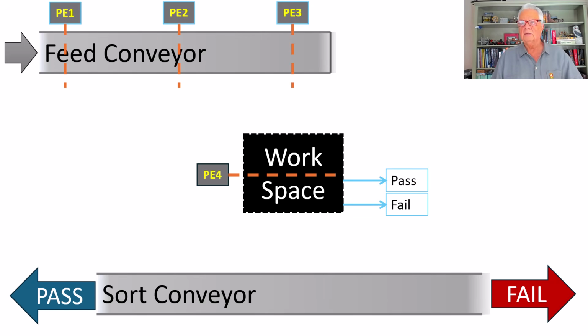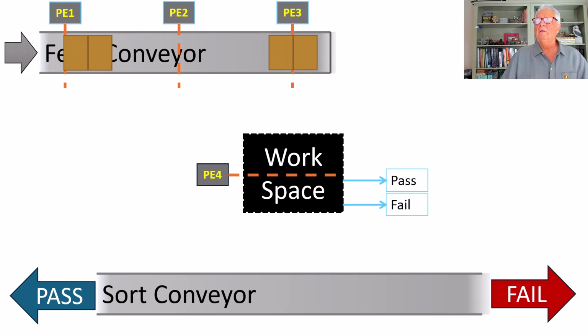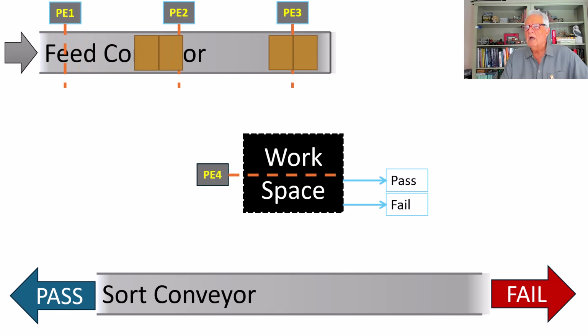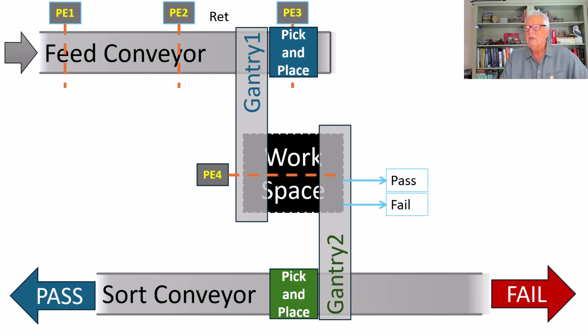This is our project. We have 2 conveyors. We have a workspace, and we're going to feed products in on the feed conveyor. We have 3 photo eyes. That way we can stage or buffer some components. I just use cartons here. We can stage cartons on this conveyor, and then we have 2 gantries with pick and place vertical axes.